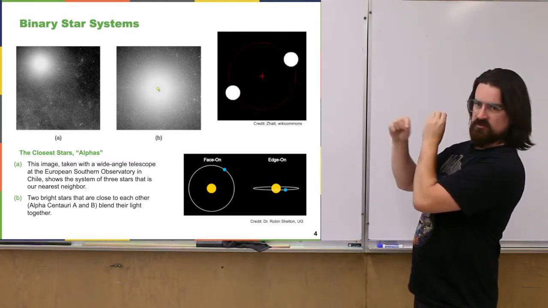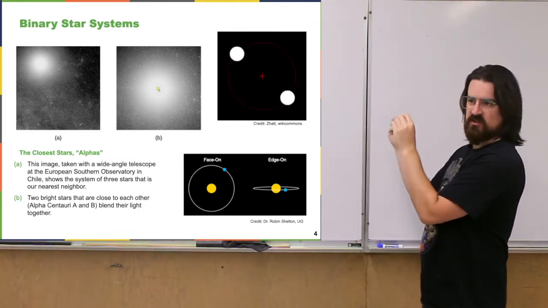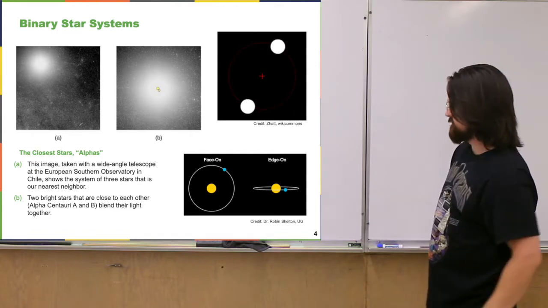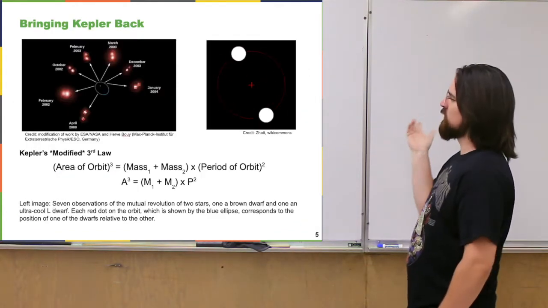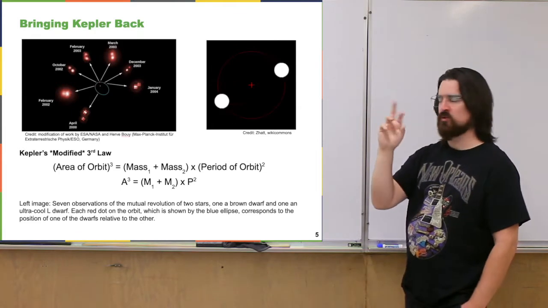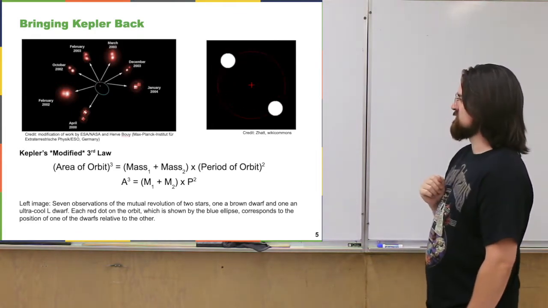That motion towards us or away from us affects the light coming from that star. It Doppler shifts the light from that star. Why is that useful, or why does a binary system we watch orbiting around each other give us some nice information?